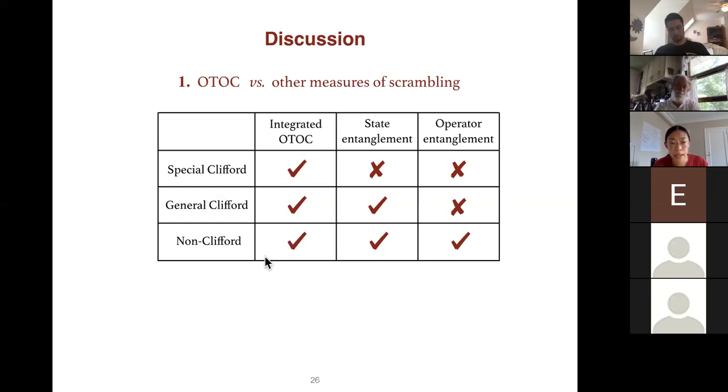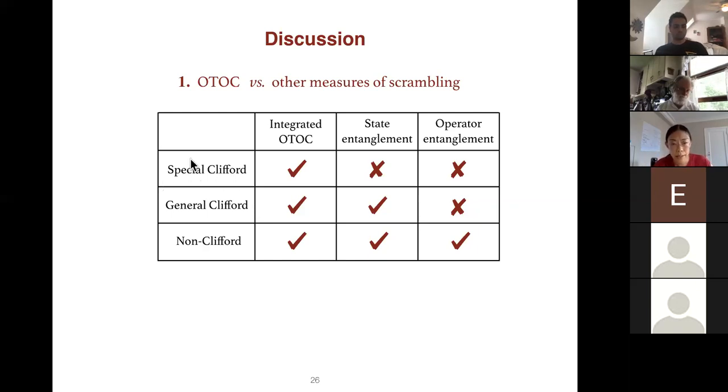For example, in the non-Clifford circuit, the most generic circuit, all of them behave non-trivially. But for the general Clifford circuit, when you have non-trivial behavior in integrated OTOC and state entanglement, you do not have non-trivial behavior in the operator entanglement. The operator entanglement in the general Clifford circuit does not grow at all if you start with the product operator.